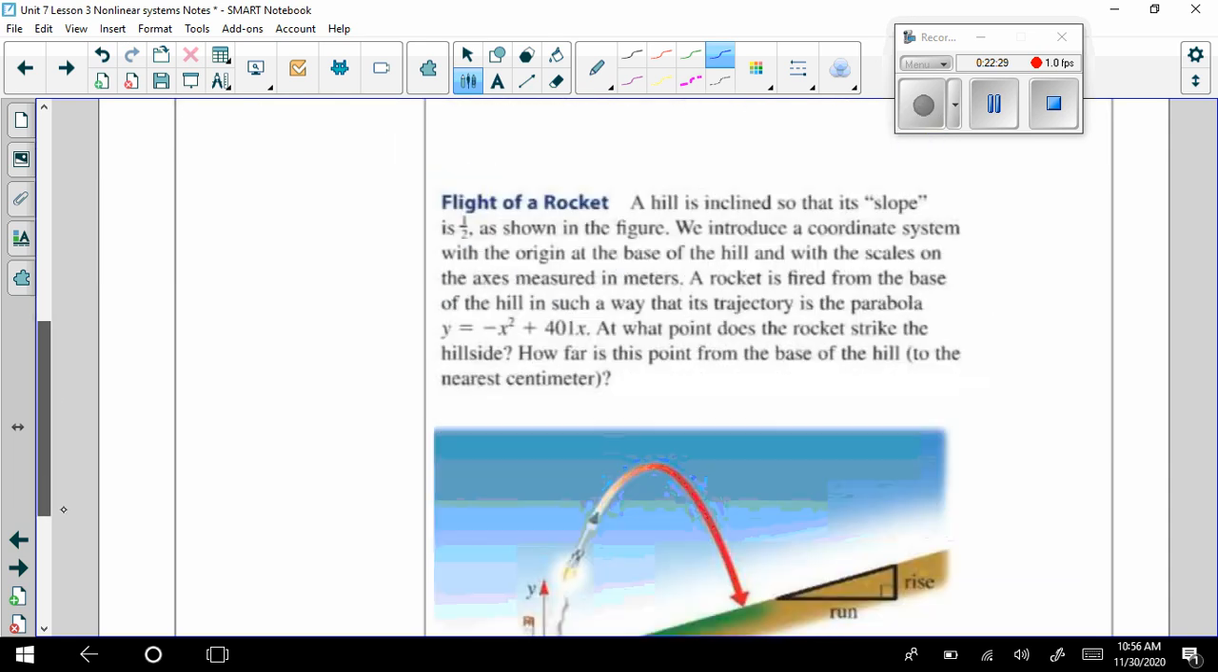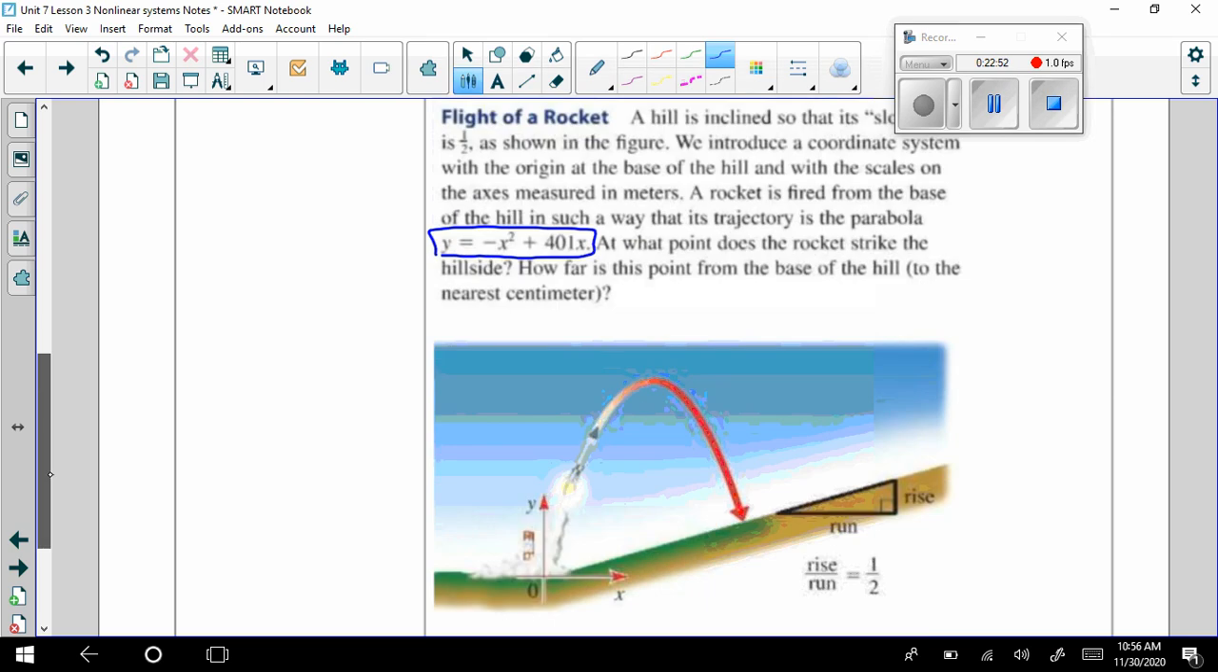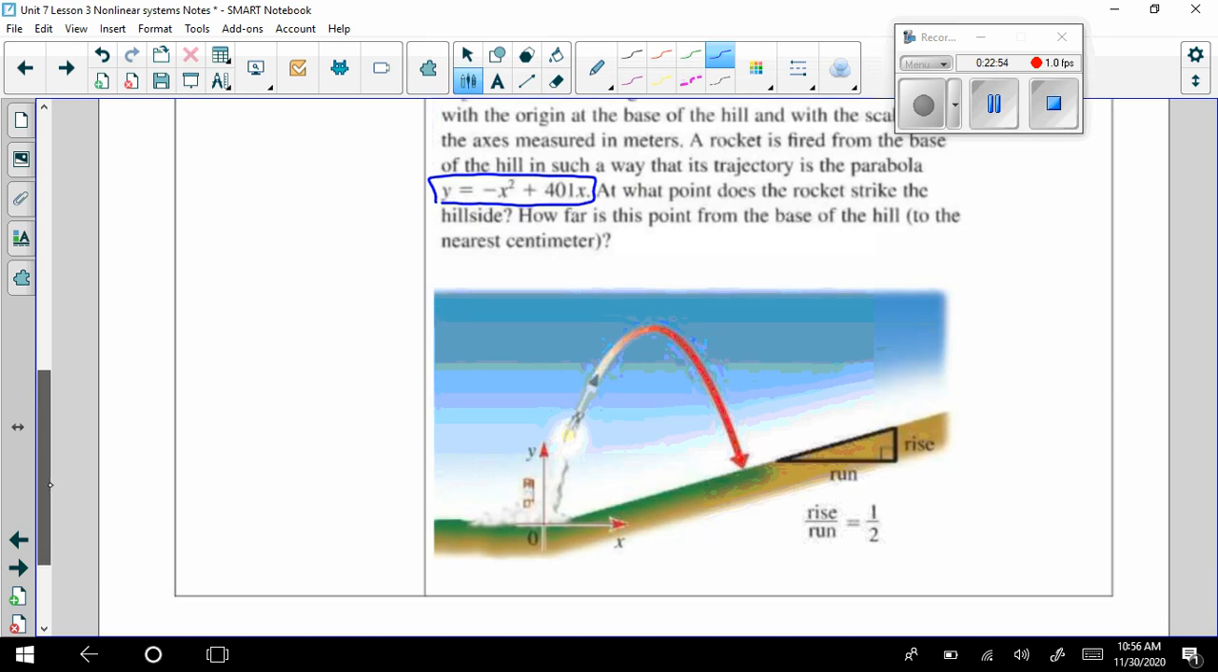And this one, a hill is inclined so that its slope is 1/2 as shown in the figure. We introduce a coordinate system with the origin at the base of the hill and scales, axes measured in meters. A rocket is fired from the base of the hill in such a way that its trajectory is this parabola here. At what point does the rocket strike the hillside? How far is this point from the base of the hill to the nearest centimeter?